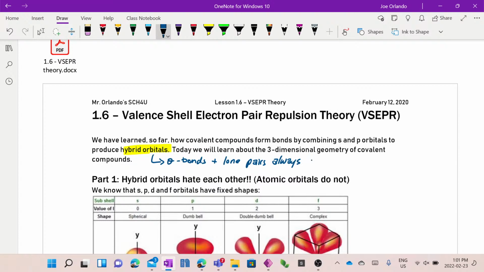I almost said electrons, by the way. Well, that's okay. That's fair. It makes sense, we're talking about electrons. That's cool.